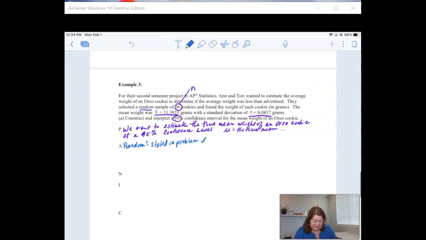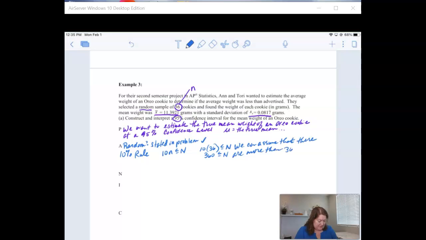Okay, the second one was the 10% rule. So I'm doing 10 little n has to be smaller than big N. And again here as well on the quiz, I saw a lot of people doing 10 times 36 and then just putting a check mark after this. No, you have to explain what that means. We're getting 360. So we can assume that there are more than 360 Oreo cookies in the universe. Then it gets a check mark.